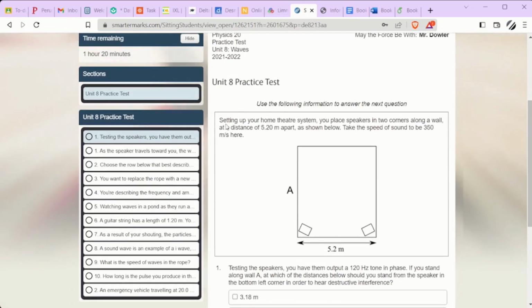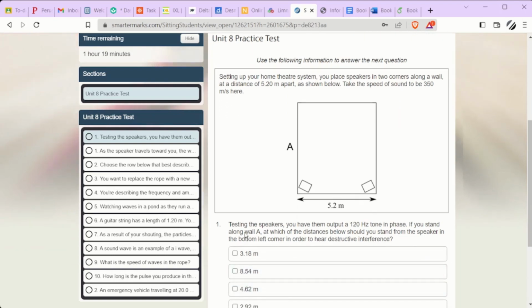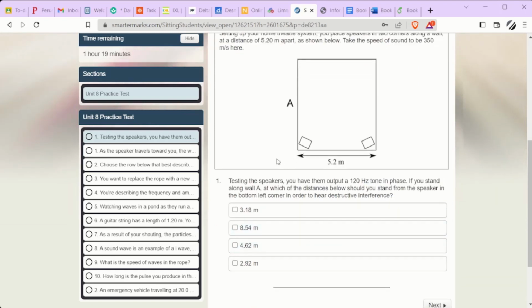So, our first one, setting up your home theater system. You place speakers in two corners along a wall at a distance of 5.2 meters apart as shown below. Take the speed of sound to be 350 meters per second here. Testing the speakers, you have an output 120 Hz tone in phase. If you stand along wall A, at which of the distances below should you stand from the speaker in the bottom left corner in order to hear destructive interference?